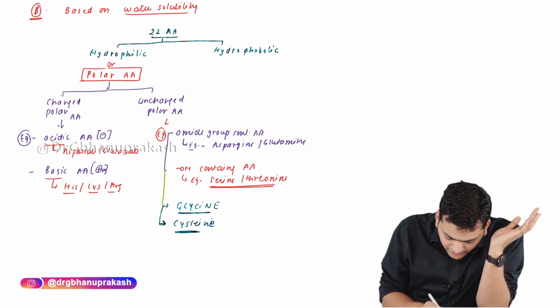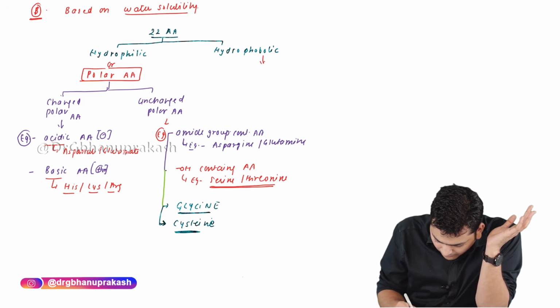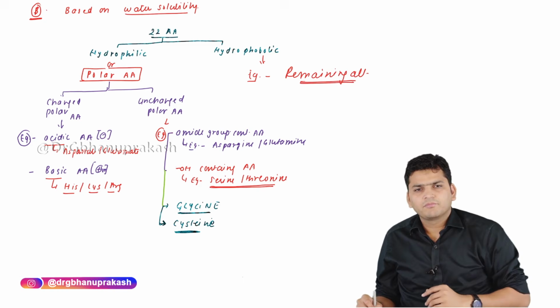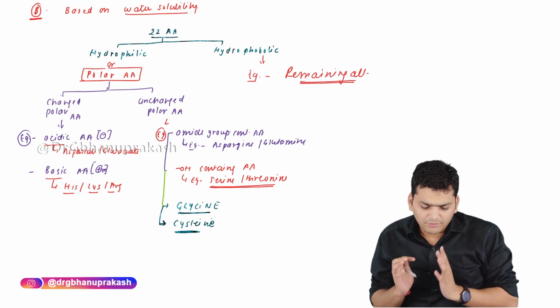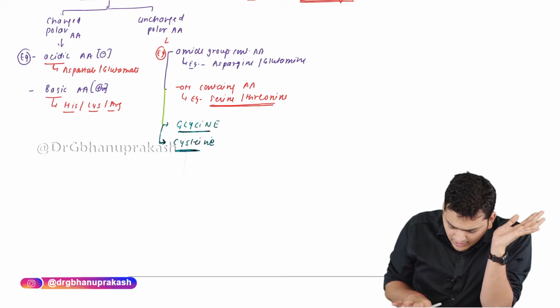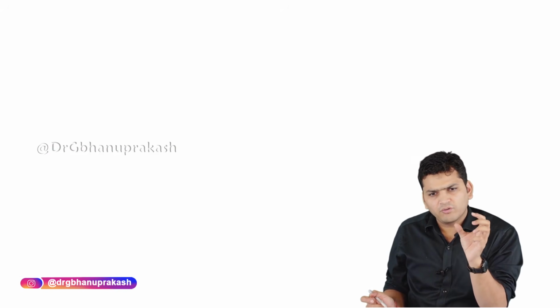Remaining all are hydrophobic. So this is the classification of amino acids based on water solubility, whether they are water soluble or not. Now here are some controversial questions. So how to answer them? There is some controversial part in this hydrophobic and water solubility classification. So I will try to give you the best idea of what is the best possible choice that you can select in a multiple choice question.